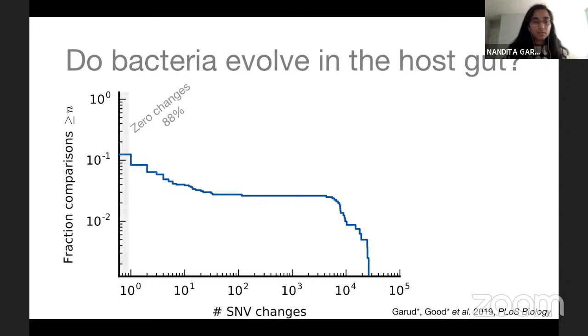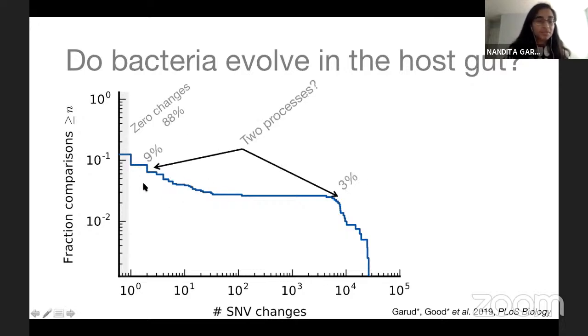So this is a plot plotted on log scale. And so therefore 88% of our populations actually have 0 SNP changes. What's new though is that 9% have actually a handful of SNP changes on the order of 5 or 10. And then another small handful have around 10,000 SNP changes. So this vast difference in magnitude of number of SNP changes, 5 to 10 versus 10,000, suggests that there might be 2 processes driving these SNP changes inside of hosts.